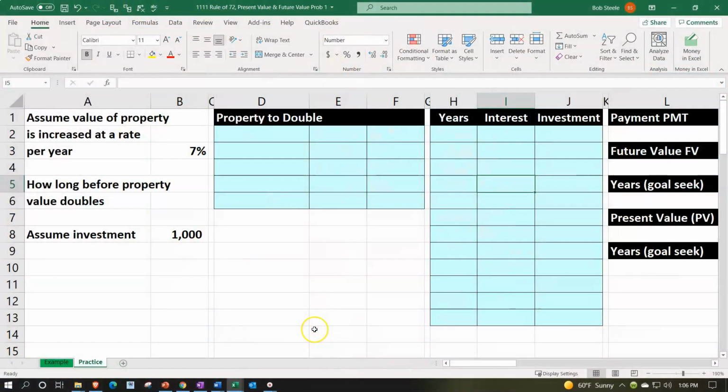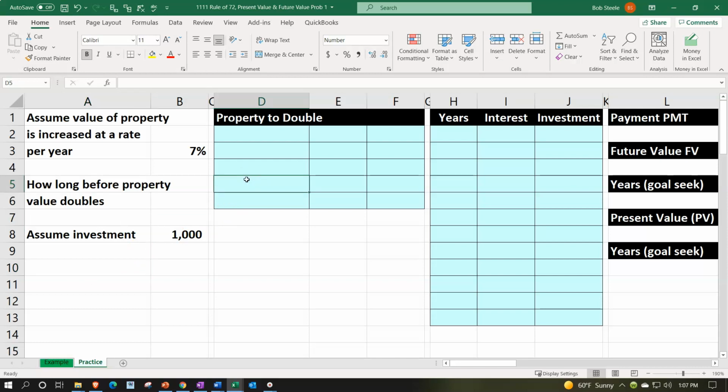Here we are in our Excel worksheet. If you have access to the Excel worksheet and would like to follow along, note that we're in the practice tab as opposed to the example tab, the example tab, in essence, being an answer key. We have the information on the left-hand side. We're going to populate that into the blue area on the right-hand side.